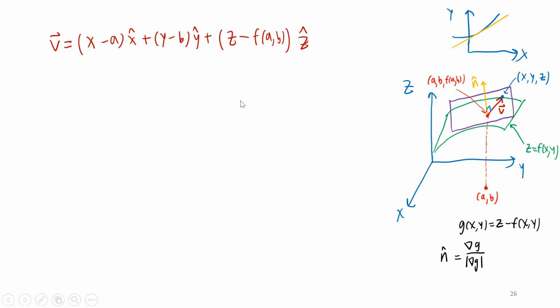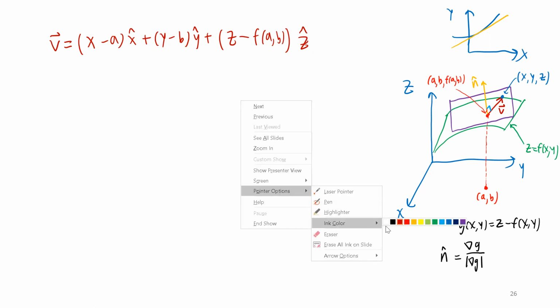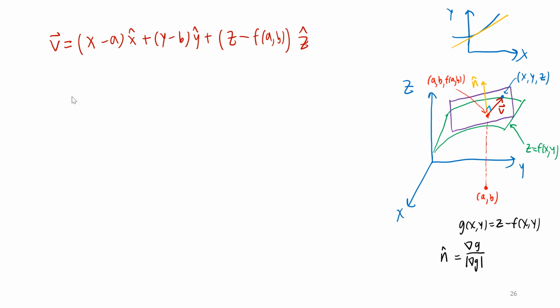So what about the n vector? As I said, for the n vector, I need to find out the gradient first. So the gradient of G is equal to partial f, partial x, x hat minus partial f, partial y, y hat, plus z hat. And remember, these partial derivatives are evaluated at x equals a, y equals b.